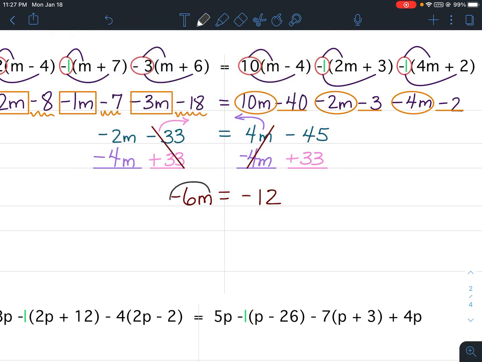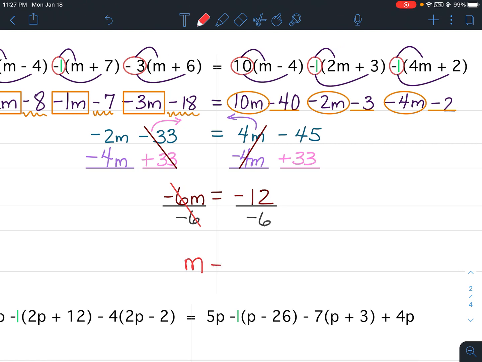Last step is to isolate this variable using the inverse operation. It's multiplication, so the inverse would be to divide. So I'm going to divide both sides by -6. They would cancel. So m equals -12 divided by -6. Two negatives become +2. So m equals 2.